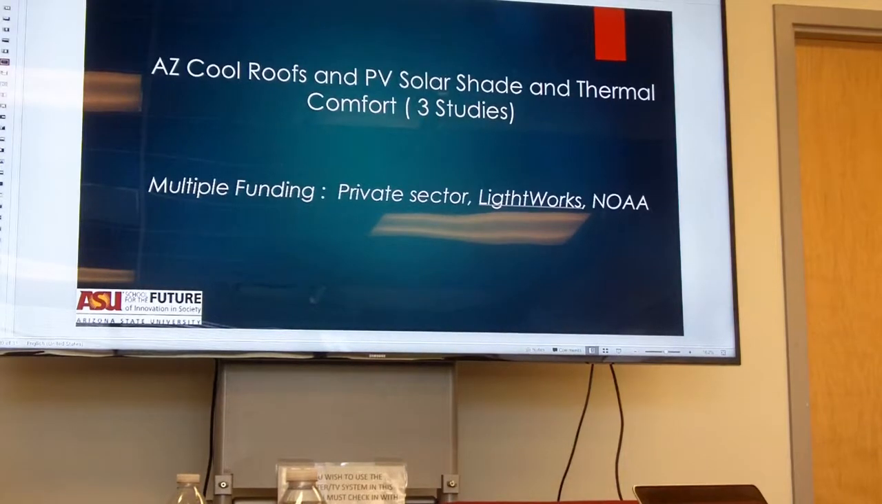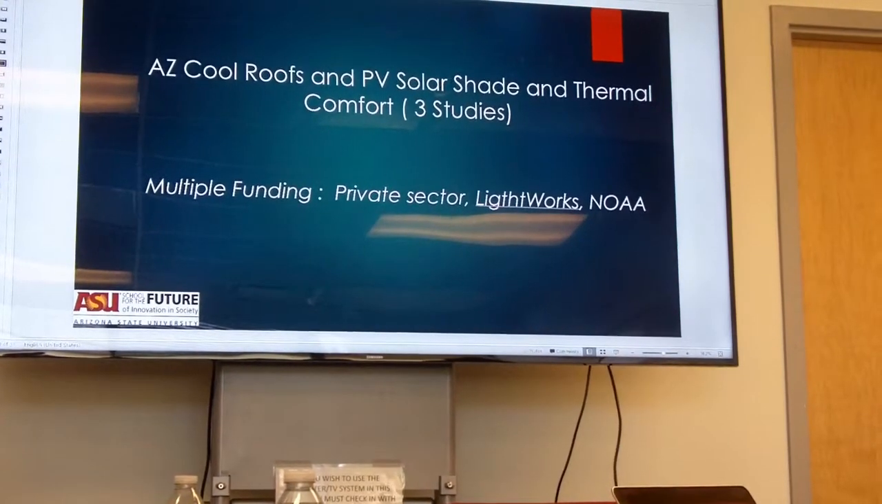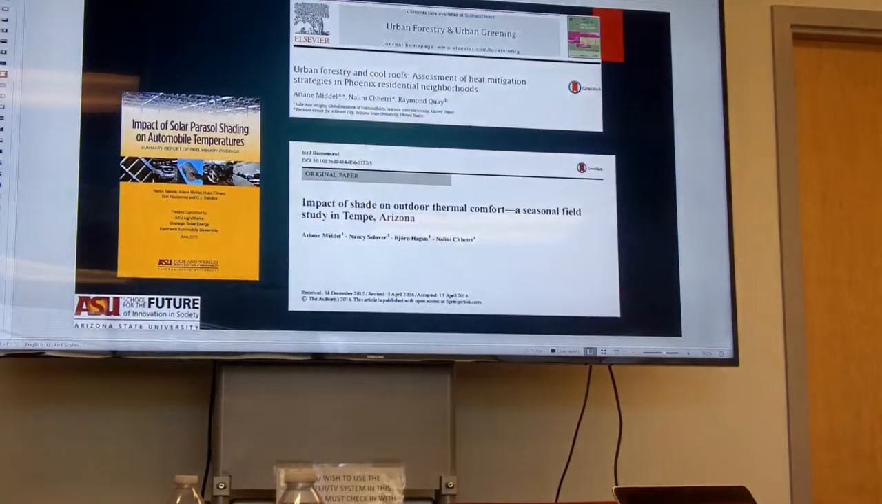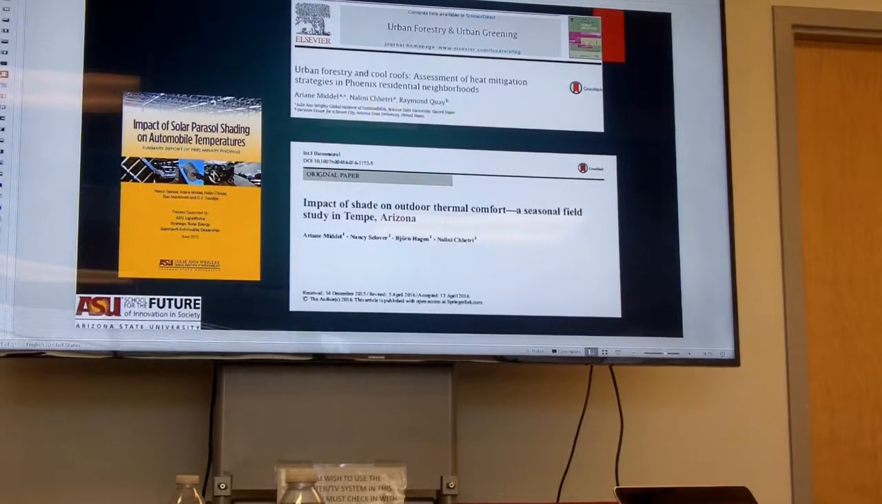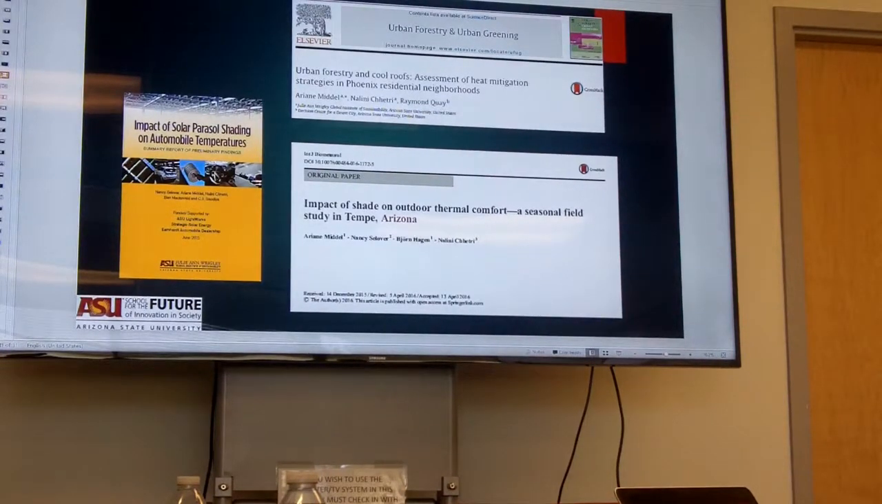So the other thing, in terms of the climate impact, I've been doing very interesting projects, and I like these a lot, around the state and also at ASU. At ASU, we've done in the past couple of years 3 studies that have been published recently. One is on urban forestry and cool roofs. I'll talk about that a little bit. Then the impact of shade on outside thermal comfort, and then the impact of solar parasol shading.